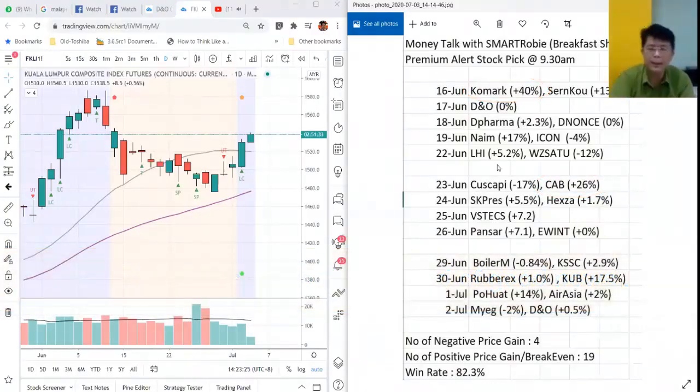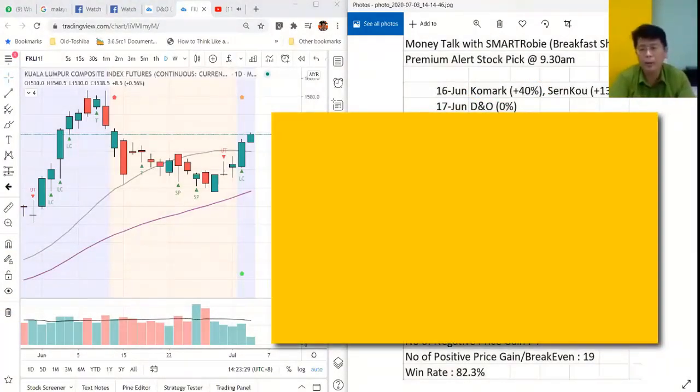Acoustic, I didn't pick it. If it does come out on the premium alert, I would have picked it. So that's the thing. So before I pass on to Zach and to Arif, here is the summary.